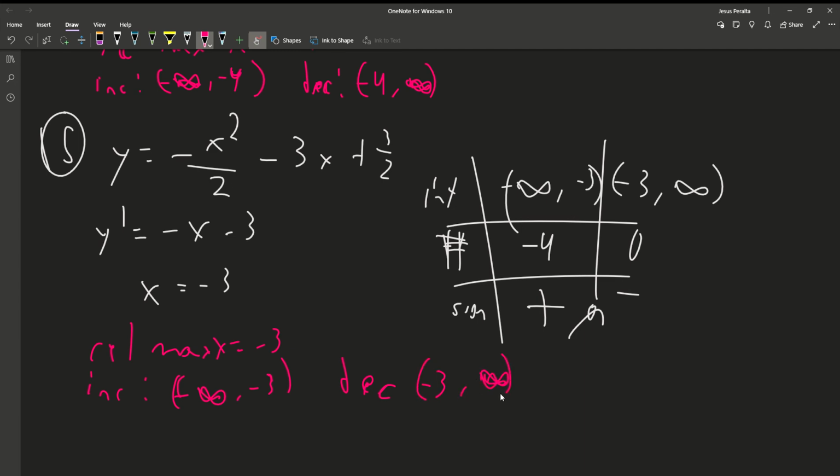infinity. And that is it for just finding the relative min and max on open intervals where the function is increasing and decreasing. In the next video, I will go over how to find all points of absolute minima and maxima on a given interval.